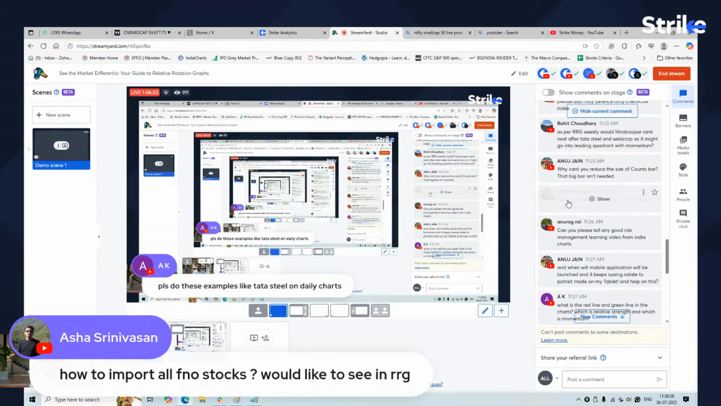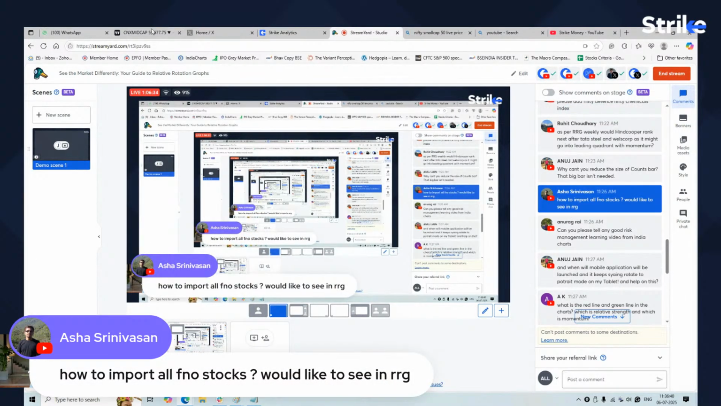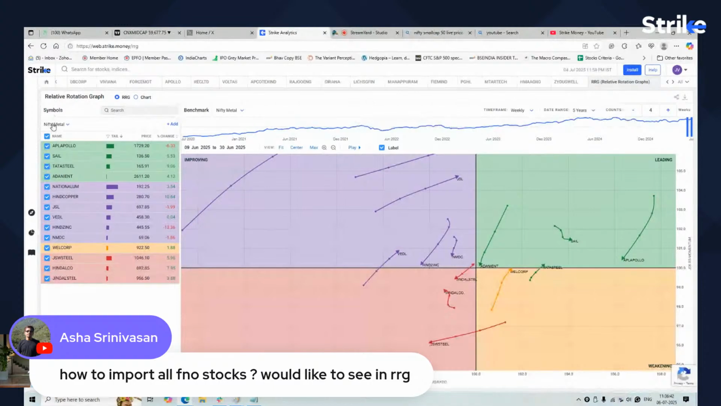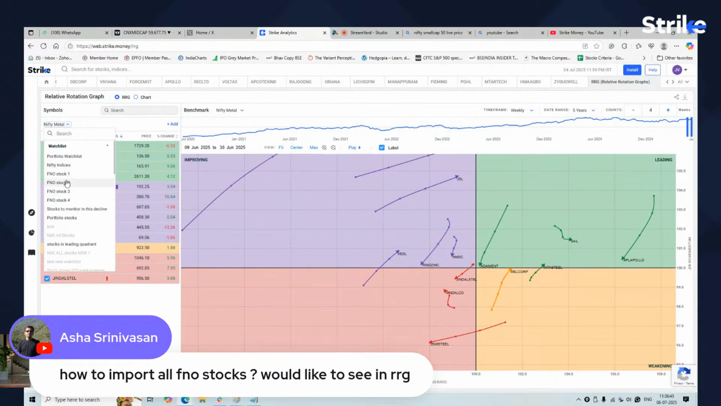How to import all the FNO stocks? So actually, what has happened is that we have put a limit of 50. So what I've done is that I have created 4-5 watch lists. I have not updated the recently added ones, but you can do four watch lists of 50 each. In the new update that we are bringing, we are trying to see if 100 stocks can be accommodated in one watch list. We are trying that.